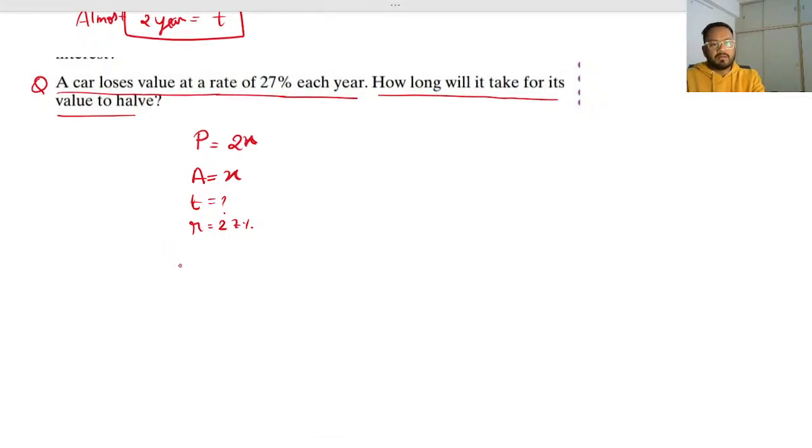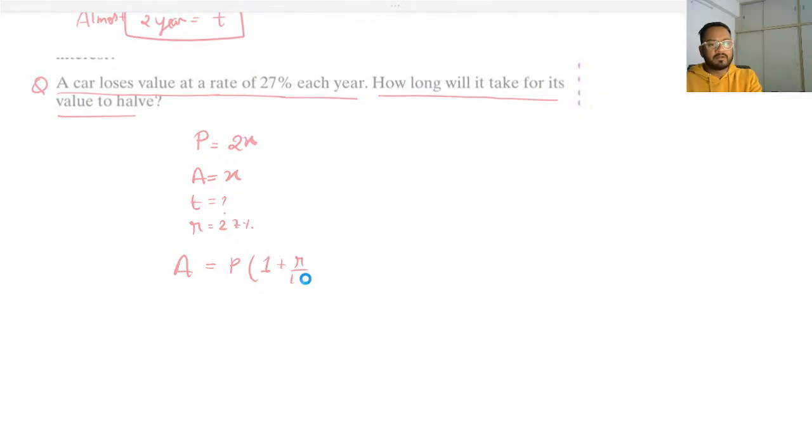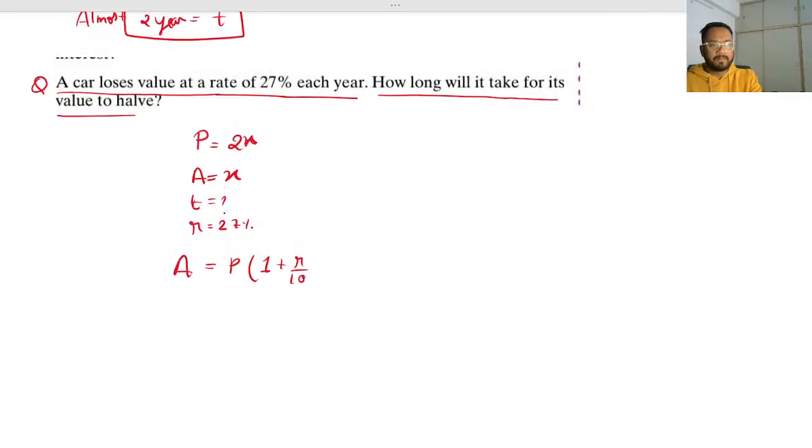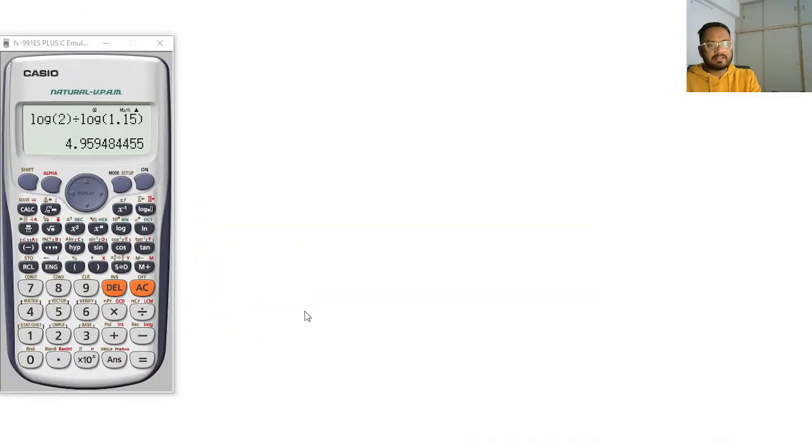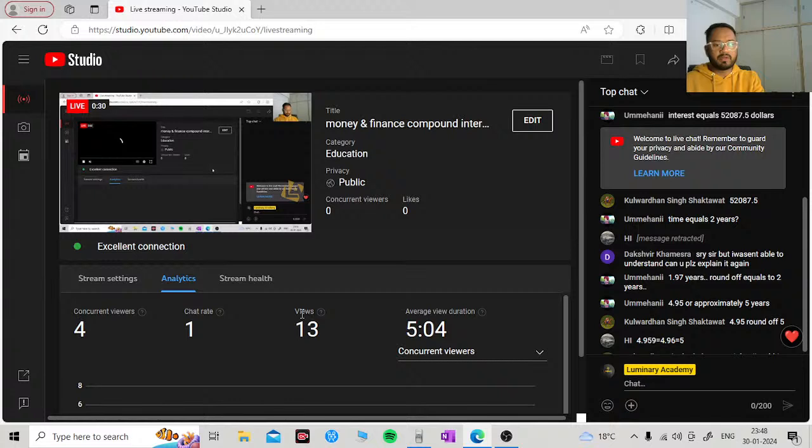Just a simple formula. You will apply A is equal to P (1 plus R upon 100) to the power T. So amount is x, principal is 2x. Then 1 plus 27. Okay, just a minute.